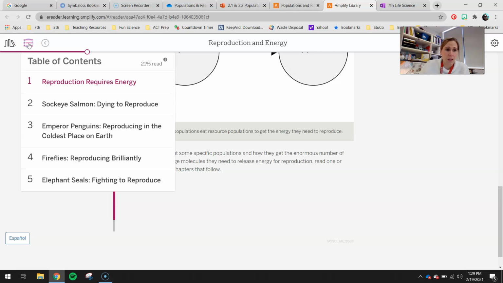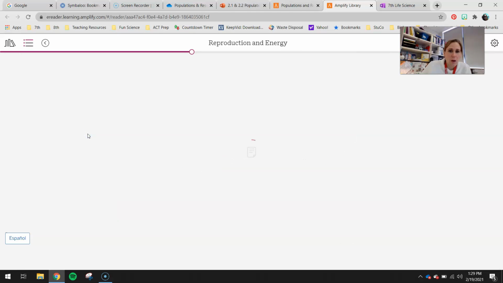So again, you can go up to this little key up here. Choose either sockeye salmon, dying to reproduce, literally. Emperor penguins, reproducing in the coldest place on Earth. Fireflies, reproducing brilliantly. Elephant seals, fighting to reproduce. So you can choose one of those.